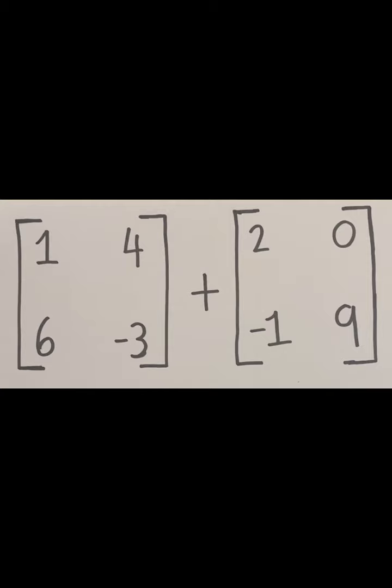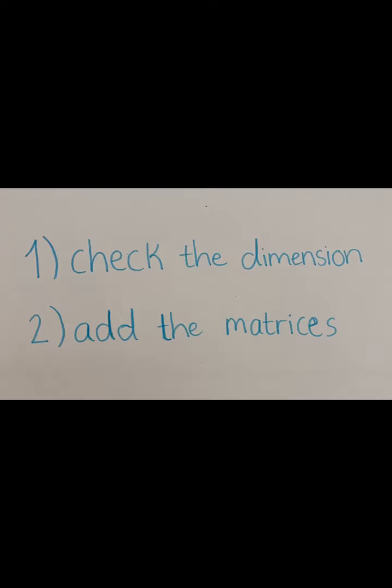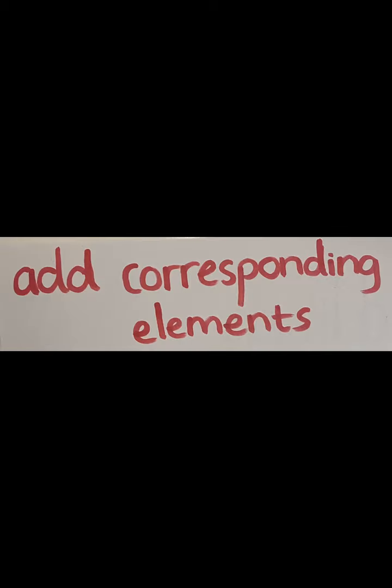We should always look at the rule. Before we move on to addition, we should check if the matrices have the same dimension. Once we know they have the same dimension, then we can add them. So how do we add two matrices? We simply add the corresponding elements. The corresponding elements are the elements that have the same positions.